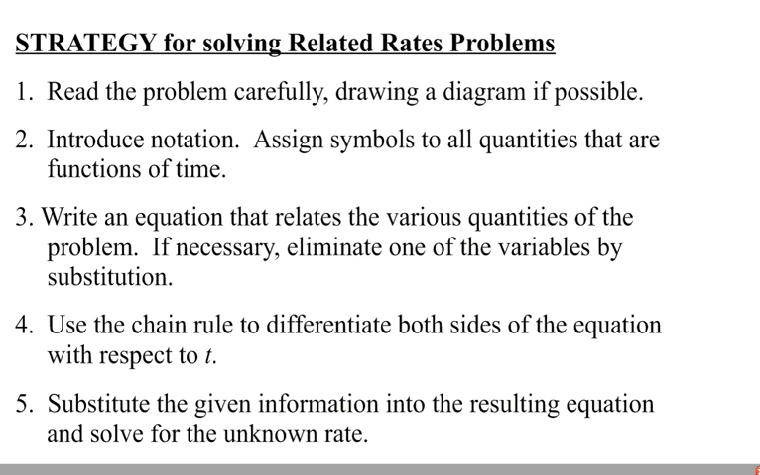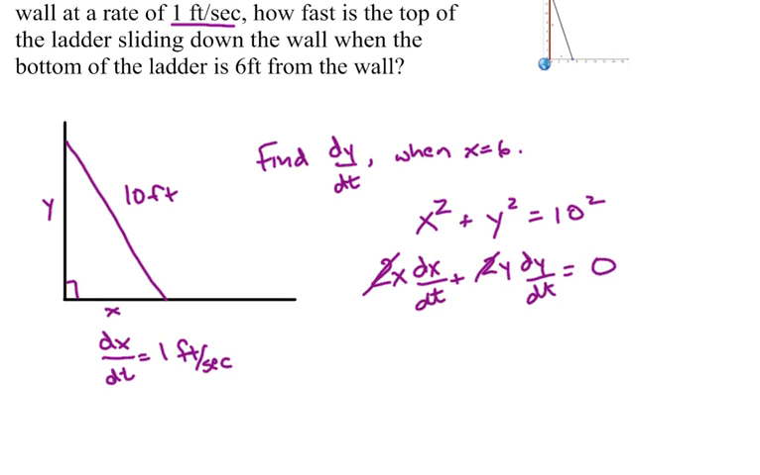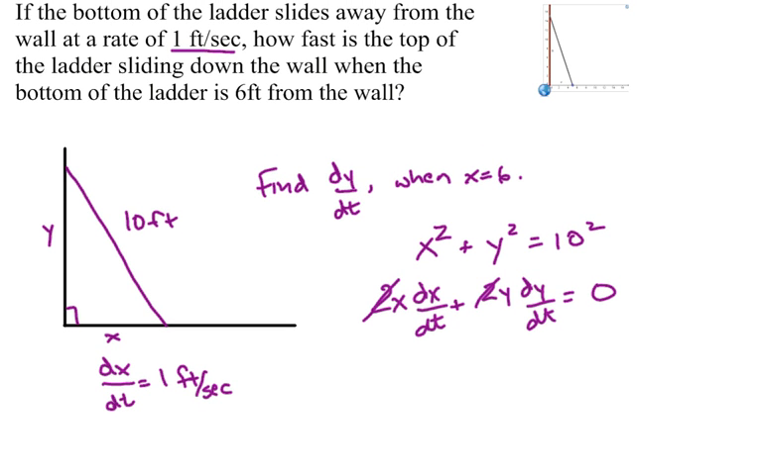All right, so let's take a look at what I'm supposed to do next. Now that I've differentiated, I substitute the given information into the resulting equation and solve for the unknown rate. All right, so let's take a look here. Oh yeah, I do know what x is. Here's x. x is 6. And dx/dt I was told was 1, plus, I don't know y right now, but I'm supposed to find dy/dt. Well, I can't have two unknowns. So now I look back to see if I can figure out what y is at this point in time.